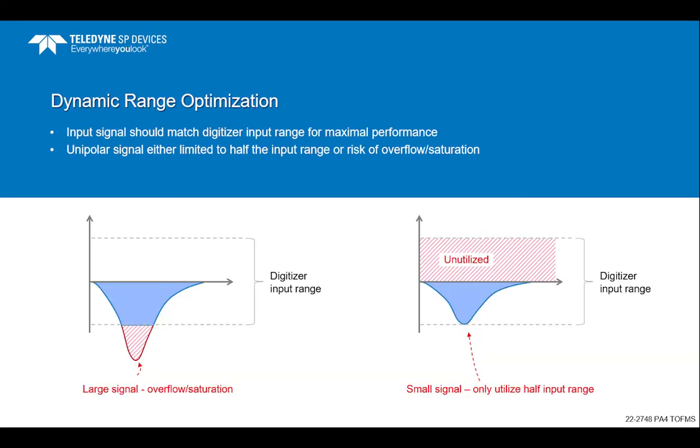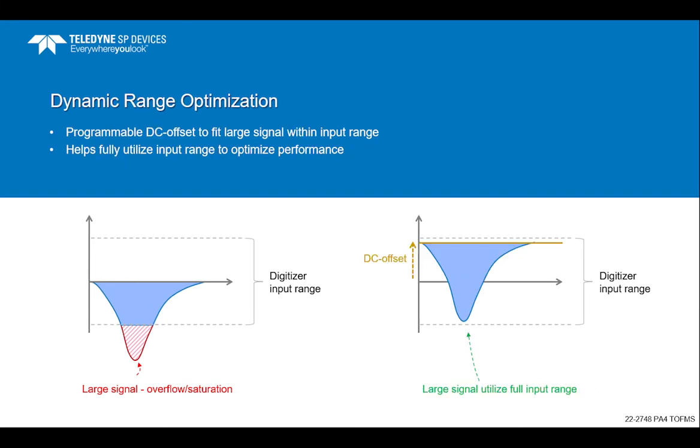In mass spectrometry, the acquired signal is unipolar and typically has a negative polarity. Large ion signals risk saturating the digitizer input, as illustrated in the red area of the figure to the left. To avoid saturation, the amplitude needs to be lowered, as illustrated on the right. However, this is not optimal, as it leaves the upper part of the digitizer's input range unutilized. Optimized acquisition of unipolar signals is achieved with user-programmable DC offset, as shown to the right.